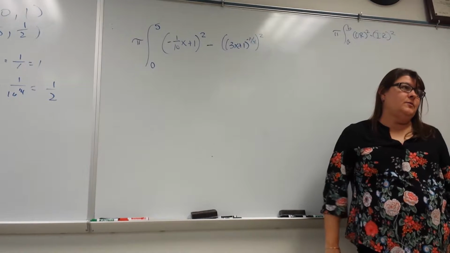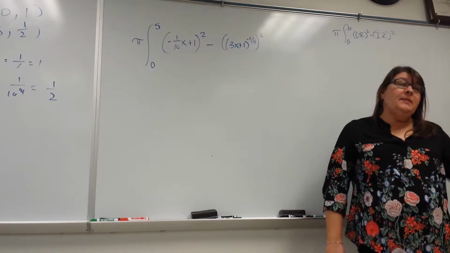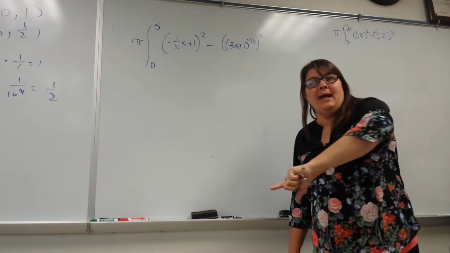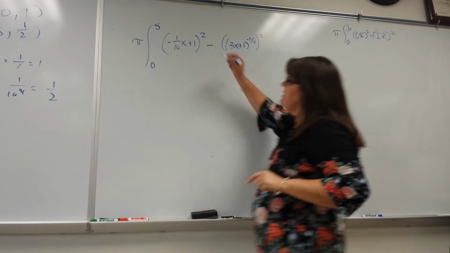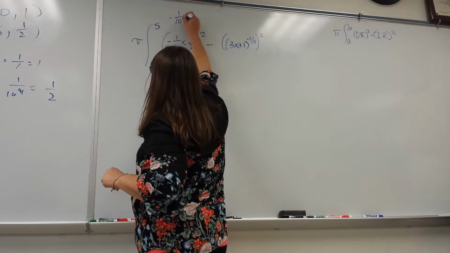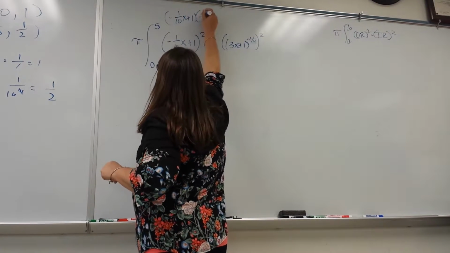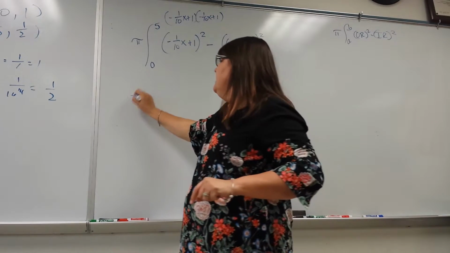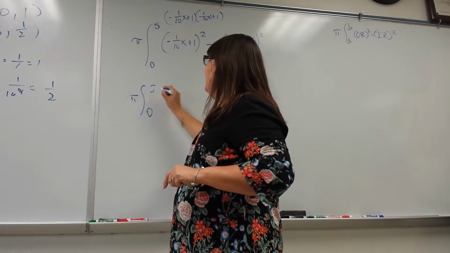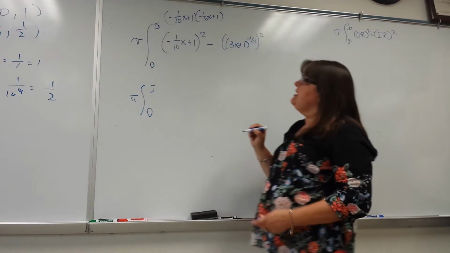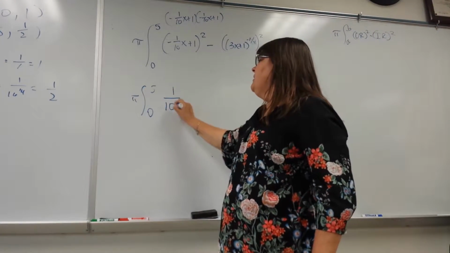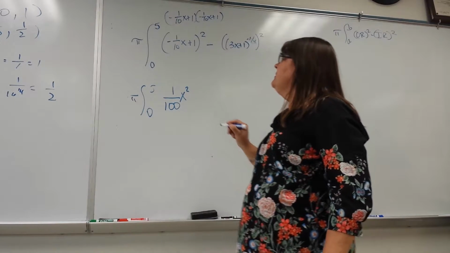So the thing here, it's telling me to square. What do I need to do first? Foil it out. Because remember I told you, do as much algebra first, then come back to the calculus. So really I'm taking negative 1 over 10x plus 1 times negative 1 over 10x plus 1. That's going to be pretty. Negative 1 over 10x times negative 1 over 10x is 1 over 100 x squared.